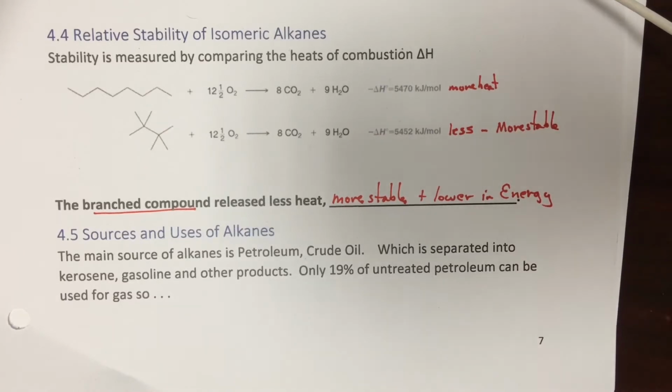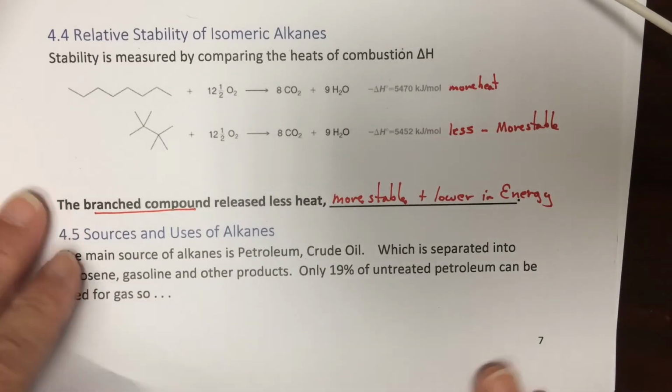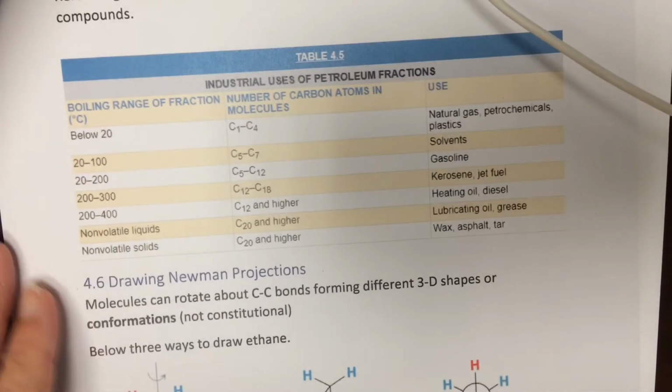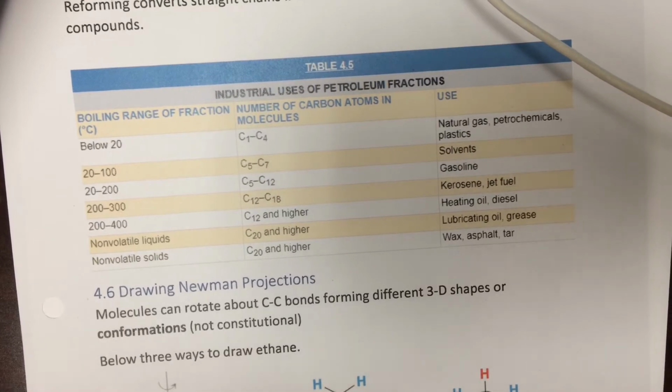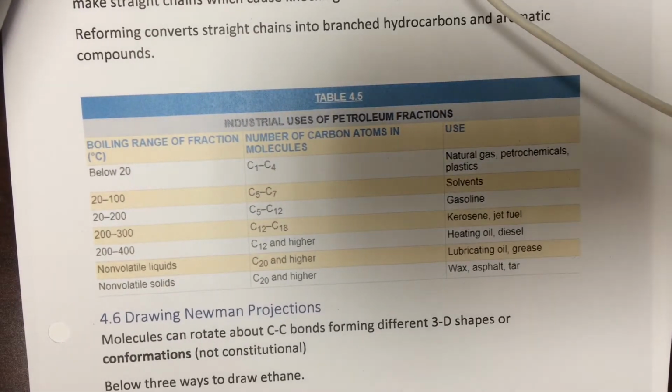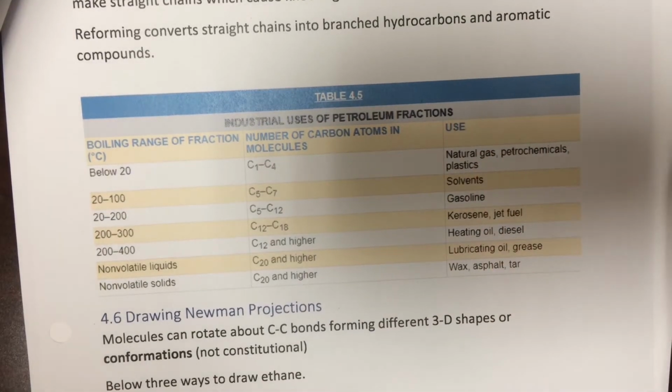4.5 Sources and uses of alkanes. The major source of alkanes is petroleum, that is crude oil. It can be separated into kerosene, gasoline, and many other products. Most of the untreated petroleum is not good for gasoline, and so they crack it and break it into smaller alkanes that are suitable for gasoline.